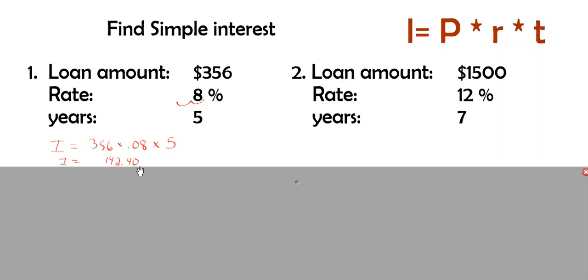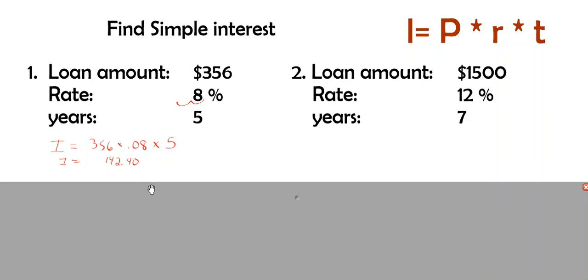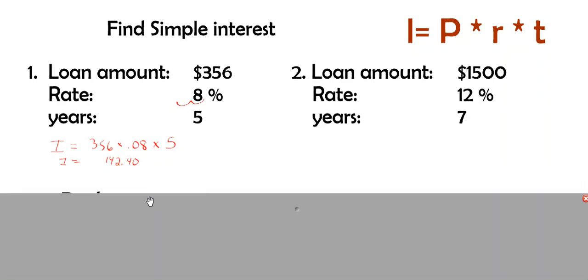Now, if they ask how much you would have paid over the 5 years in total, then you would need to go back and add your interest to your original loan amount. You just have to read the problem. You have to know: is it asking for just the interest, or is it asking for how much you've paid over the total years of the loan? All right, so let's try this one.